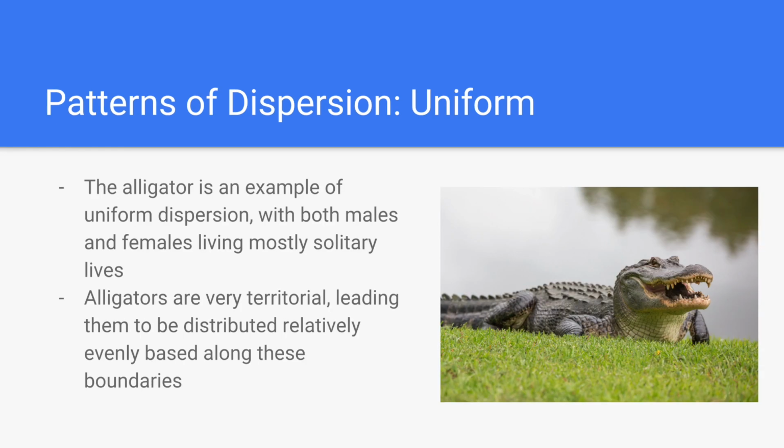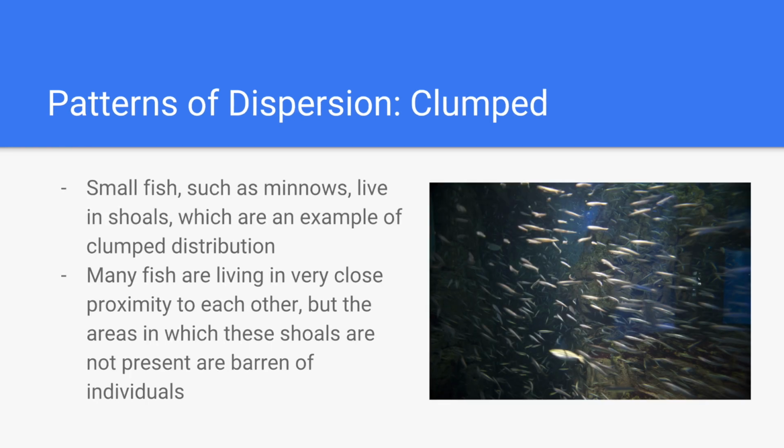The second pattern of dispersion in the wetland and estuaries biome is uniform dispersion. In uniform dispersion, members of a species in a population are evenly spread out throughout the biome. In our biome, this example would be alligators, as males and females live solitary lives with their set territories, leading them to be spread out along the biome in these very defined territories, creating a pattern of uniform dispersion evenly throughout the biome.